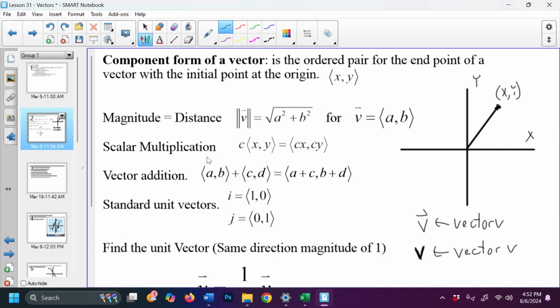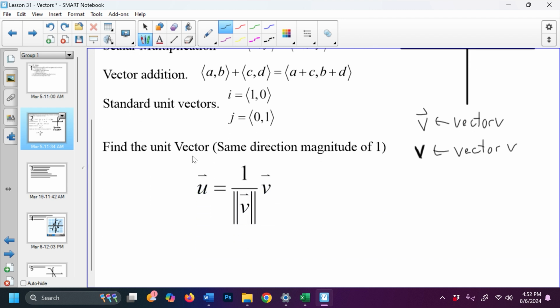Scalar multiplication: if you are multiplying a number by a vector, you just multiply each of the components by that value. In vector addition, if I add vector ⟨a, b⟩ to vector ⟨c, d⟩, I am just adding the x components and the y components. There are some standard unit vectors. Vector i is the vector ⟨1, 0⟩, so the unit vector, just like the unit circle, is of length 1. It is 1 unit along the x-axis. And the j vector is similar. It is 1 unit along the y-axis.